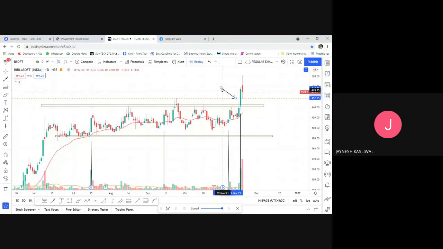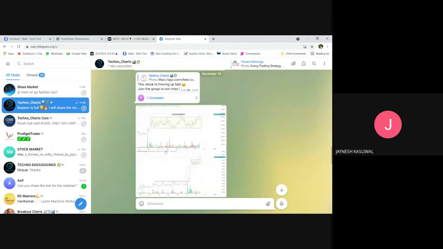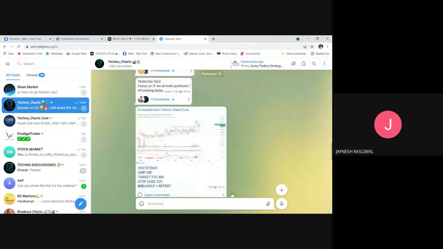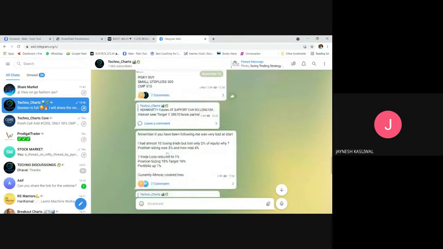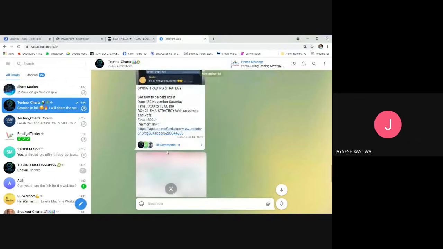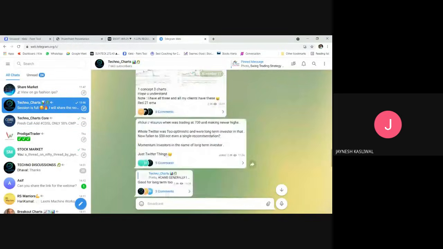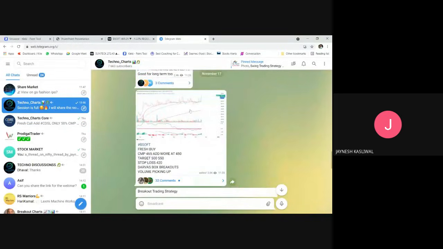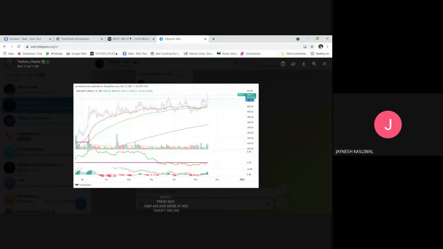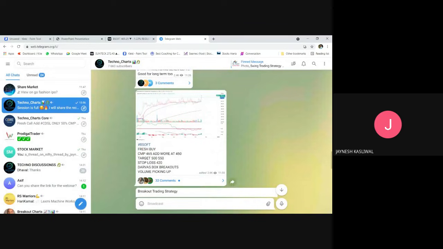Now, can you see that the breakout has happened on good volumes? If you look at my call on Birla Soft, I had shared a call on Birla Soft. See, why I am showing you this is that these are the things we have already been doing for a very long time, and that is what I have been applying. It is not that it has just happened. See, as soon as the breakout happened on 450, 460, I gave the call at 464: fresh buy, current market price 465, add more at 450 rupees.